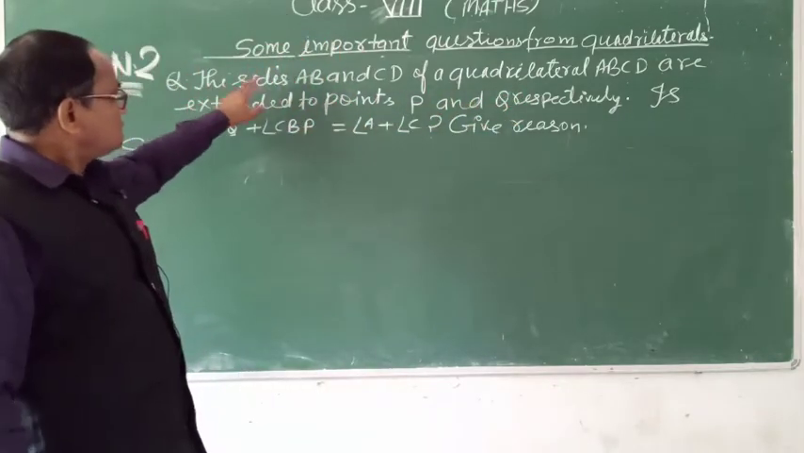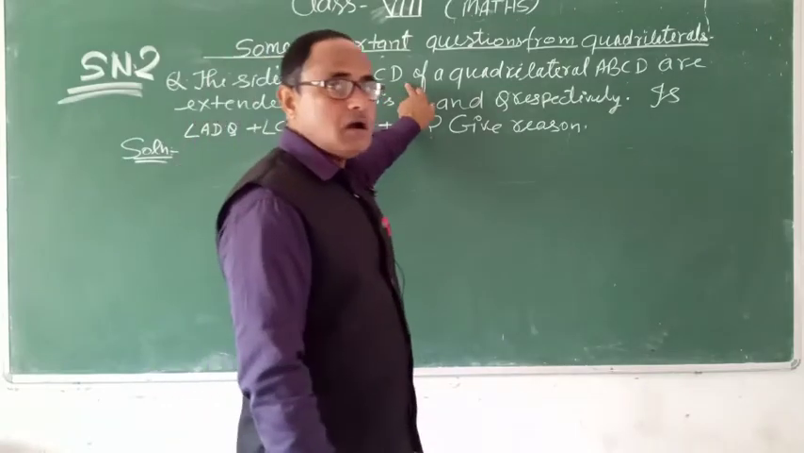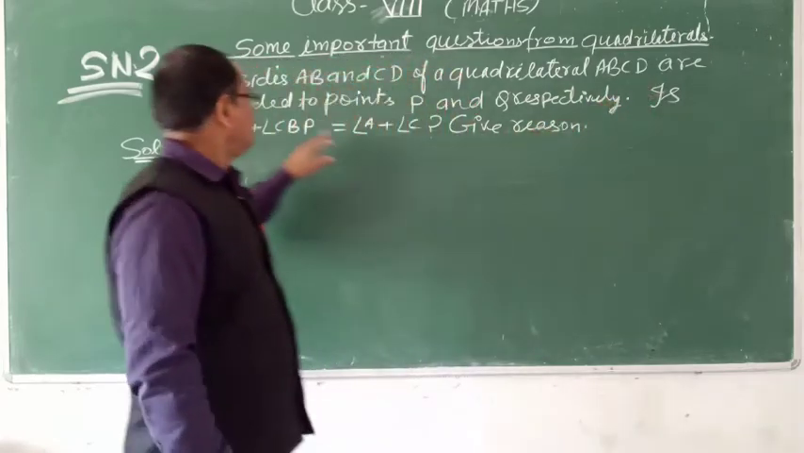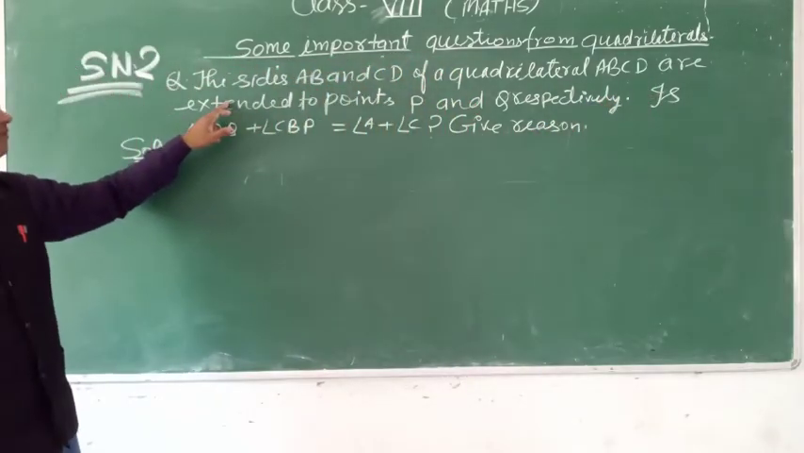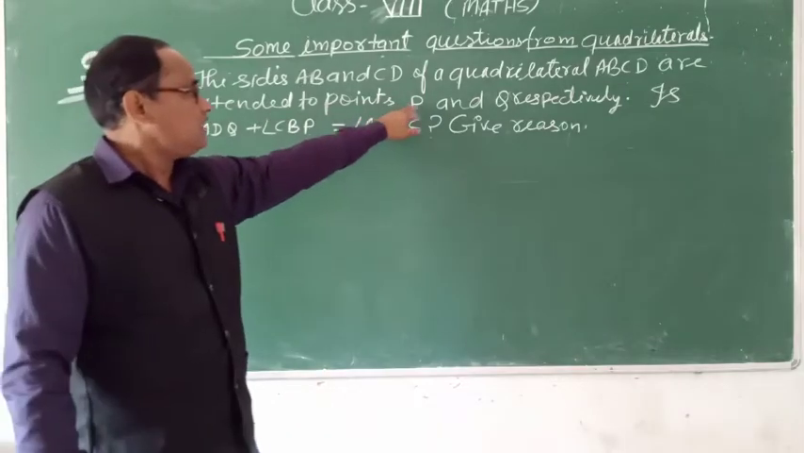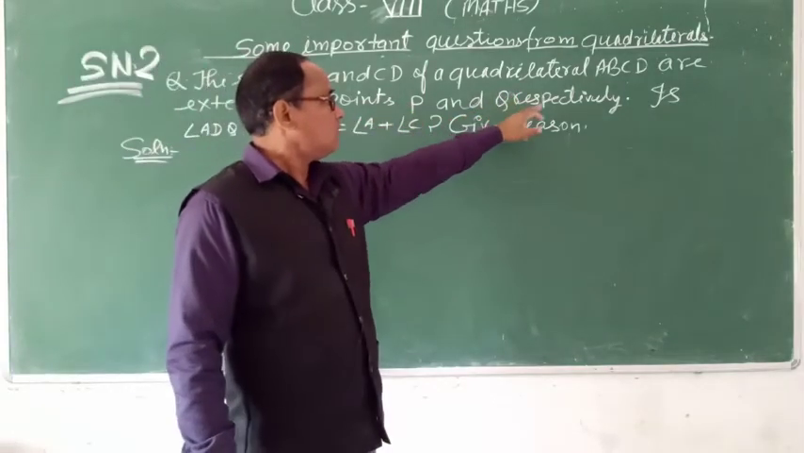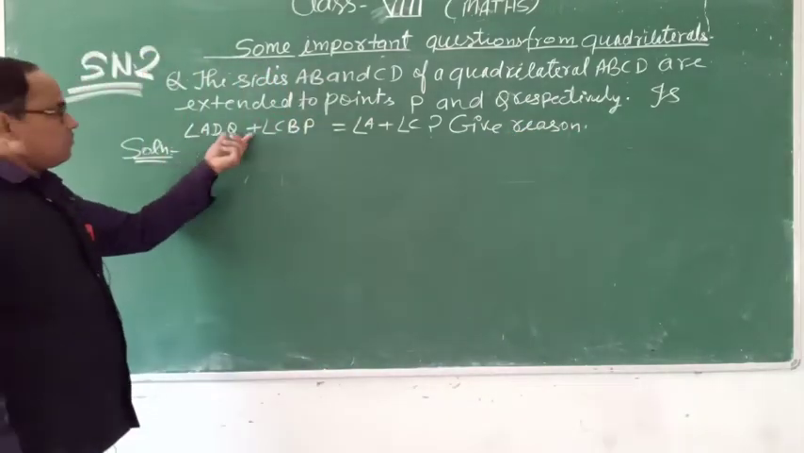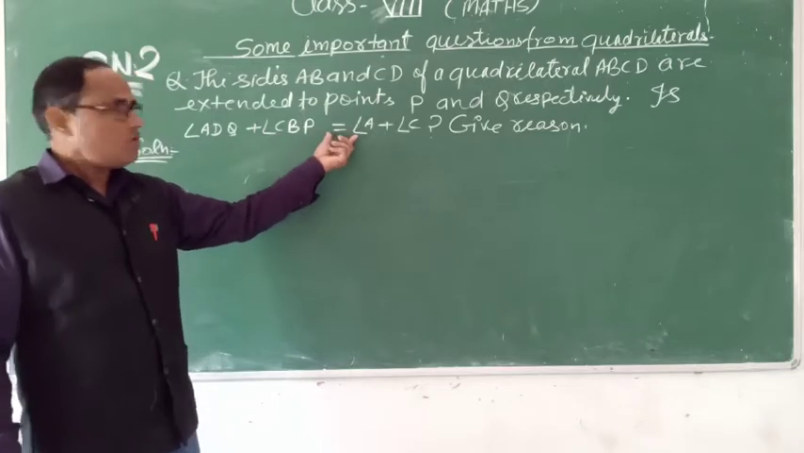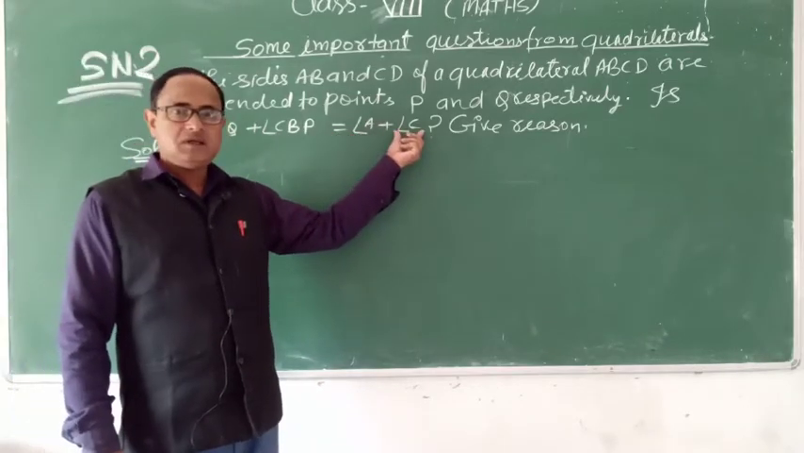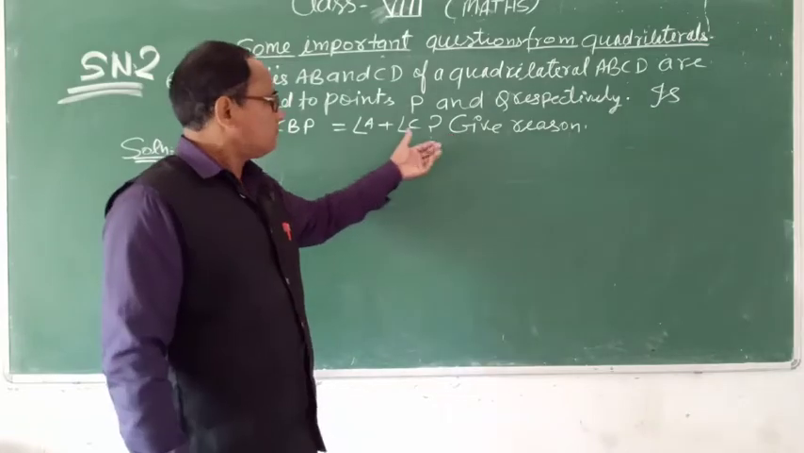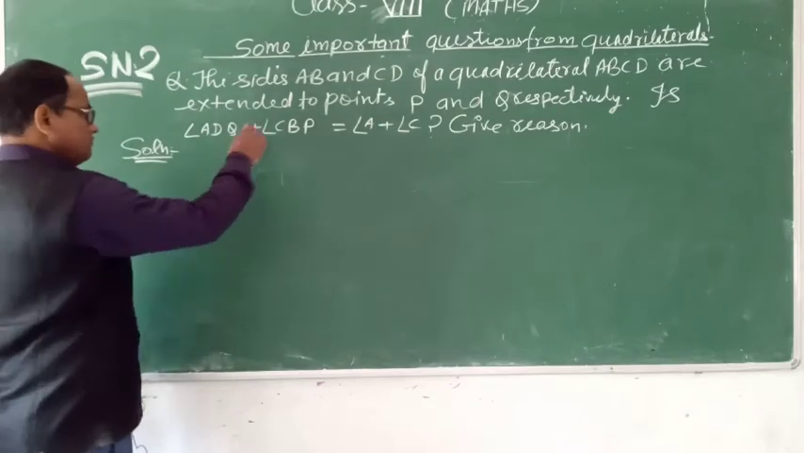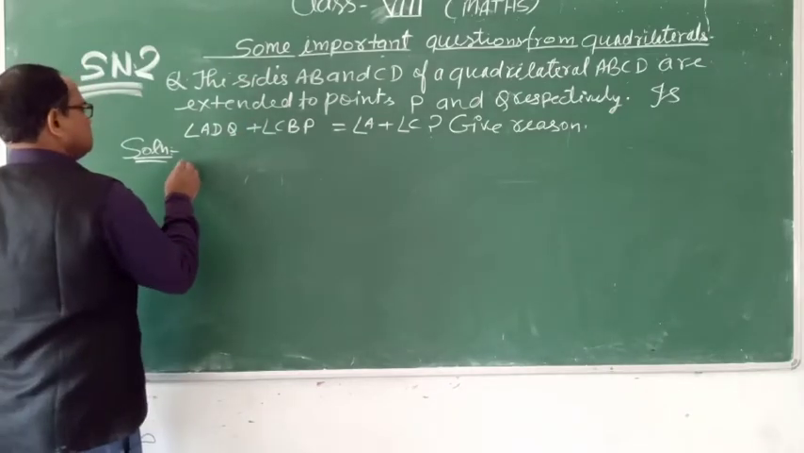In this, the sides AB and CD of a quadrilateral ABCD are extended to points P and Q respectively. Is angle ADQ plus angle CBP equal to angle A plus angle C or not? Give reason. Solution for this.